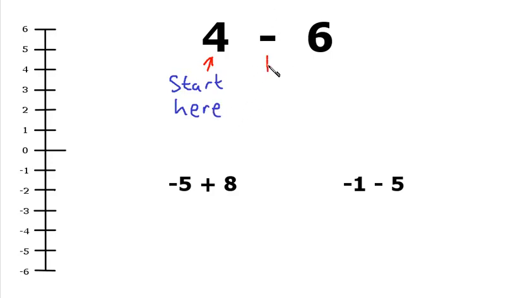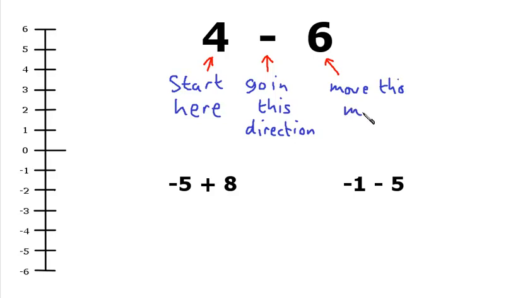The second part is the sign in the middle, and that tells you which direction you go in. So you go in this direction. If it's positive, you'd go up the number line, and if it's negative, you would go down the number line. And the last part of the question, the number at the end, tells you how much you moved by. So you either move up the number line or you move down the number line by this last number.